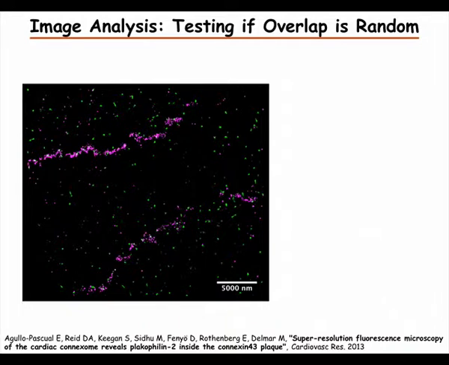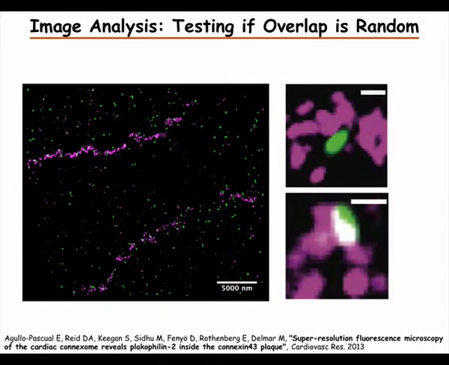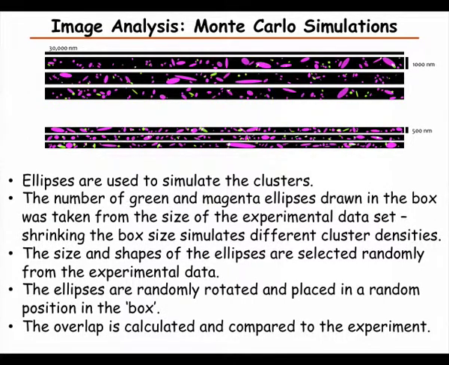We talked a little bit about how we also used simulations to analyze images, and especially we looked at overlap. In this case, we did a Monte Carlo simulation. We take the properties that we measure of the particles, so size, density and shape, and then randomly put them in a box and look at the overlap.